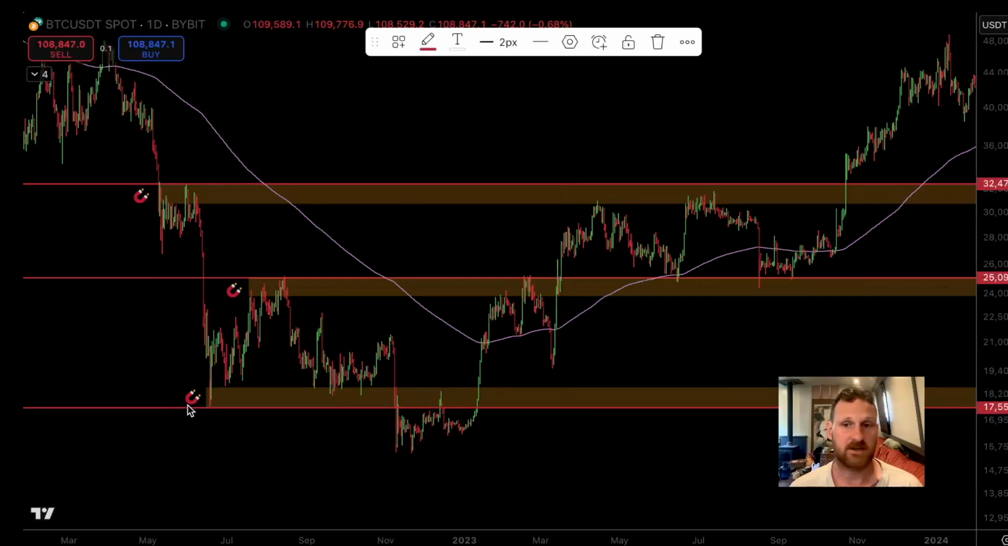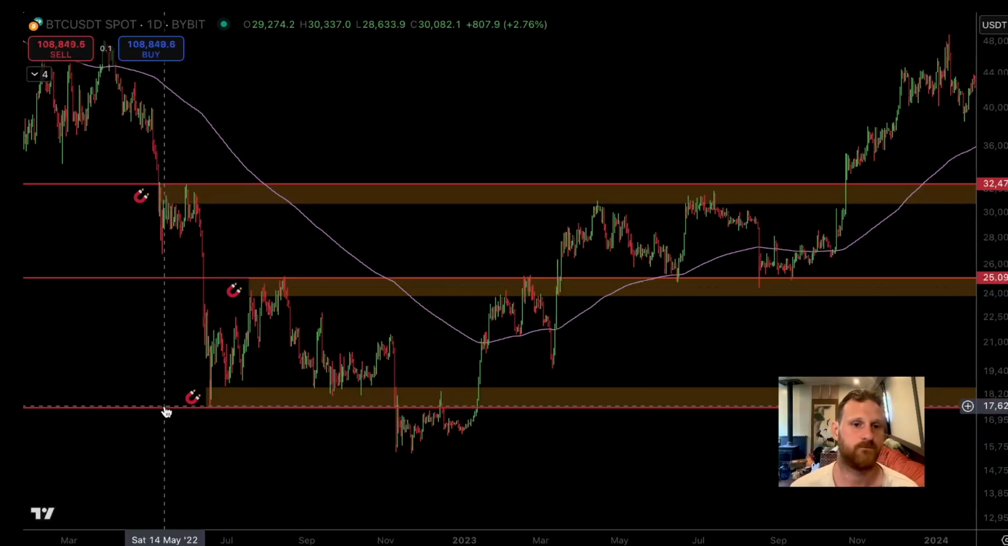Each time the area is tested, the volume is eaten up, making the high volume node weaker and weaker as it goes along. Eventually this gives way to a breakout or a breakdown. As you can see here, tested, failed as support. Now, when they fail as support, they often flip to resistance.